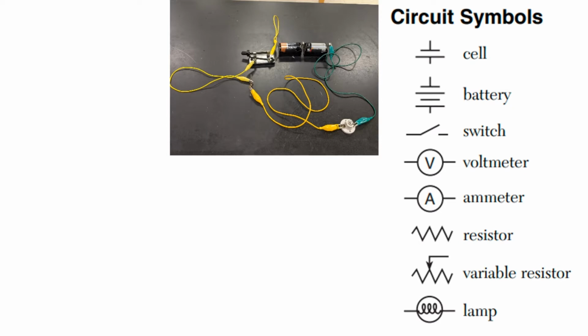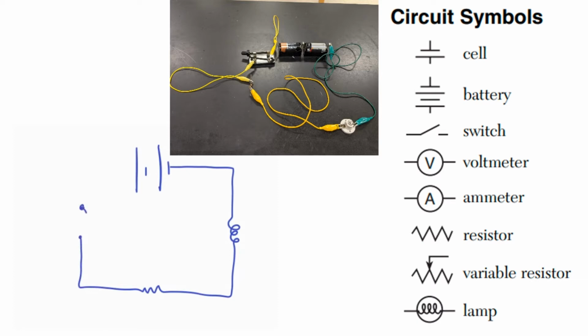This next circuit is similar to the previous two, but now we've added a resistor as well. Don't add the resistor on the left side of the circuit just because that's where it is physically. You want this to be nice and neat so you can draw it like this.